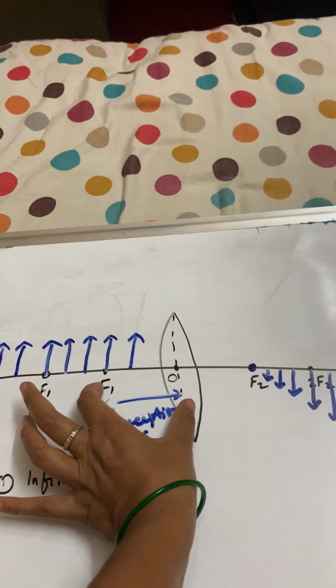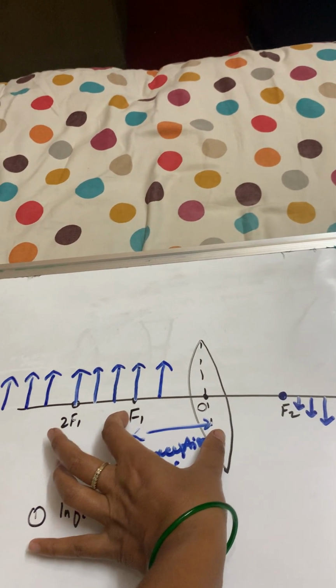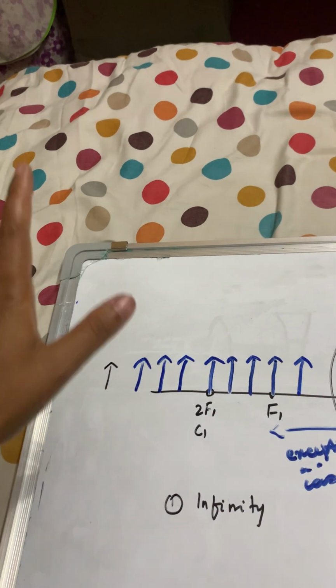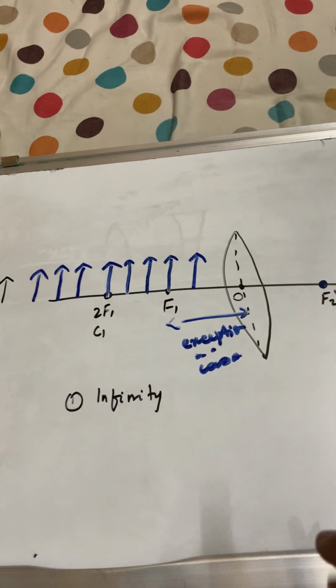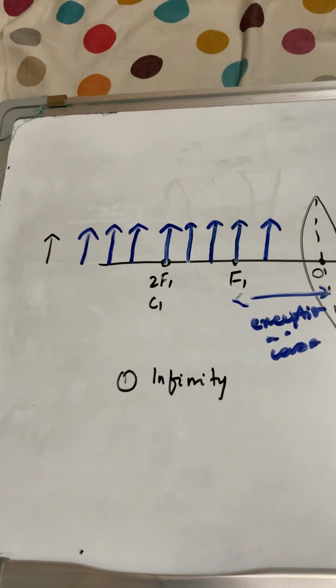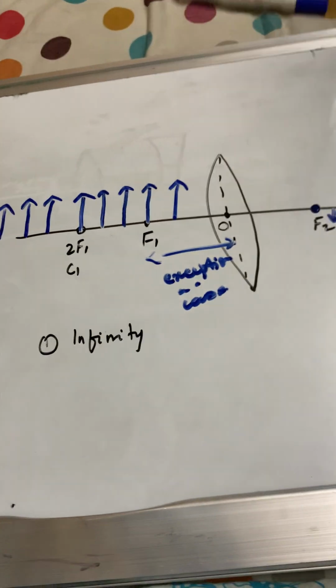There comes an exceptional case where the image of it will be on the same side. Okay, we will see this exceptional case. Similarly, the same thing will hold for the concave lens also. Let's see it once.